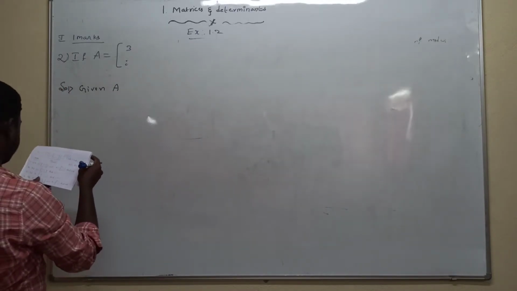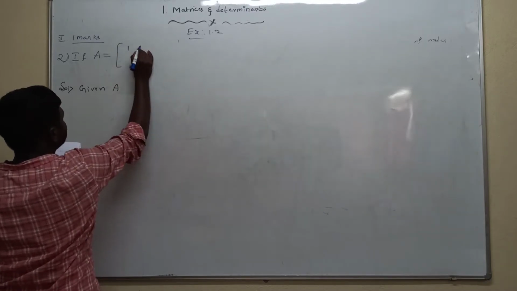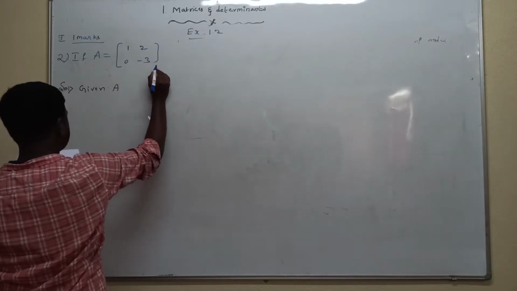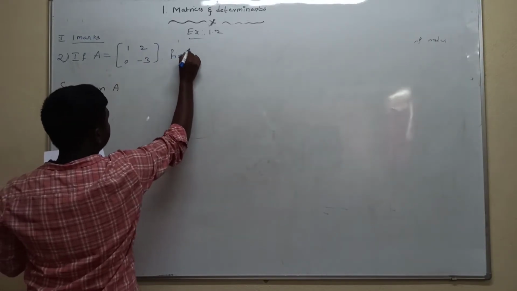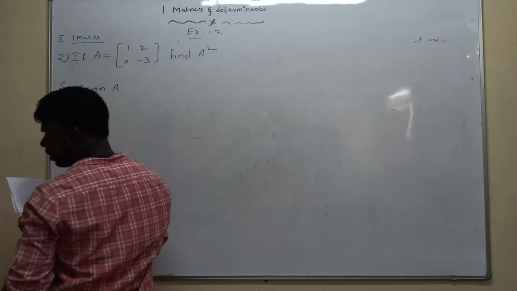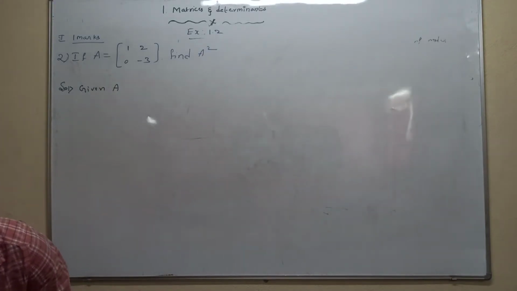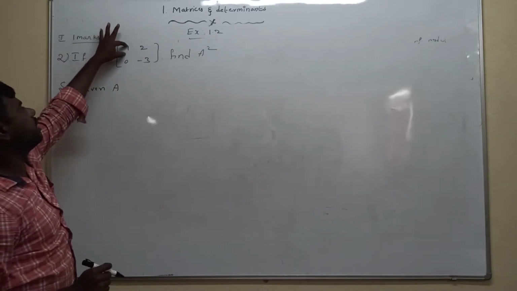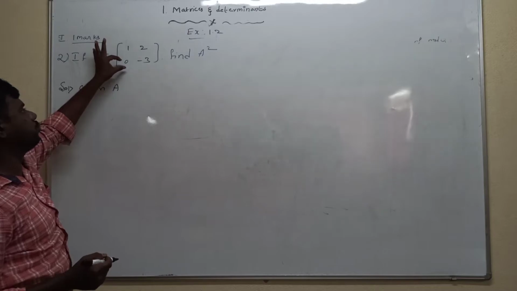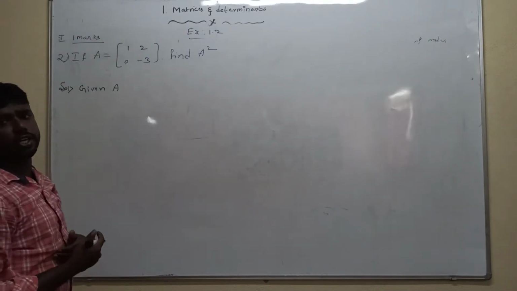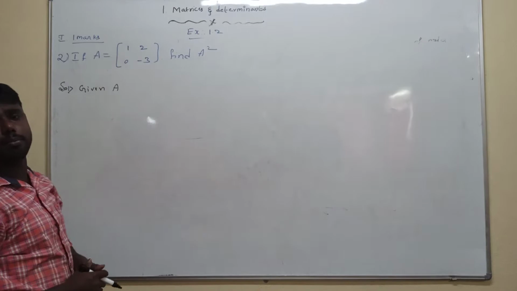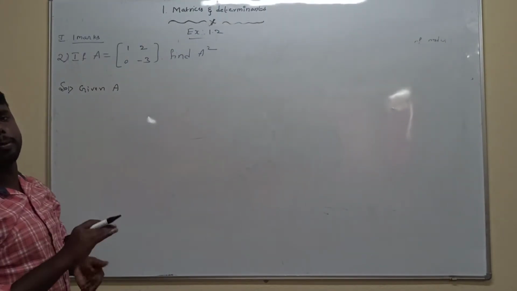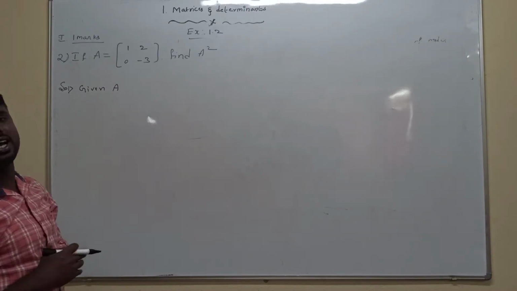If capital A is equal to [1, 2; 0, -3], find A square. Someone doing A square is nothing but squaring each element of A, so they write 1 squared is 1, 2 squared is 4, 0 squared is 0, minus 3 whole squared is 9. Don't write like this. A square can be written as A into A, so you should apply matrix multiplication, not square each element.